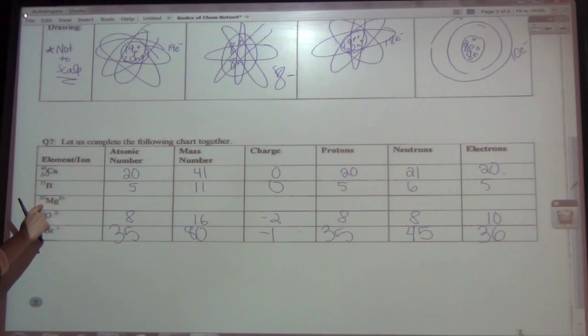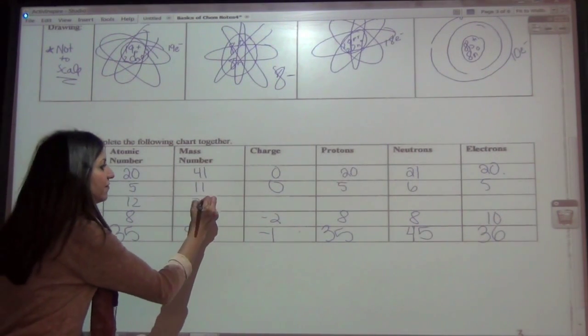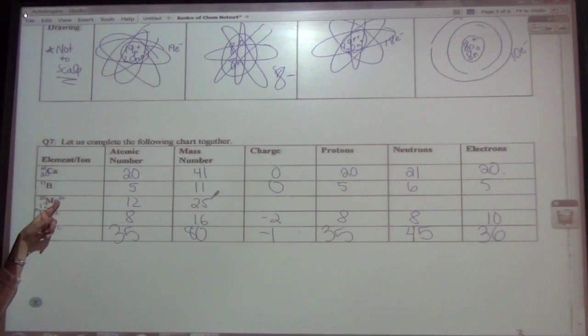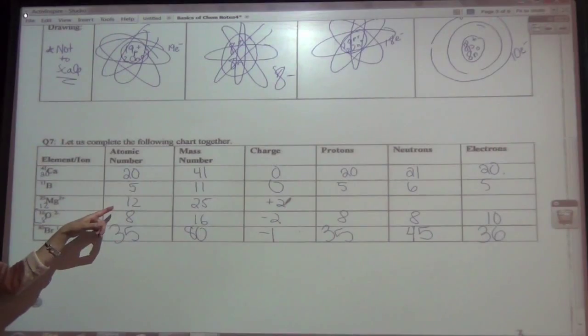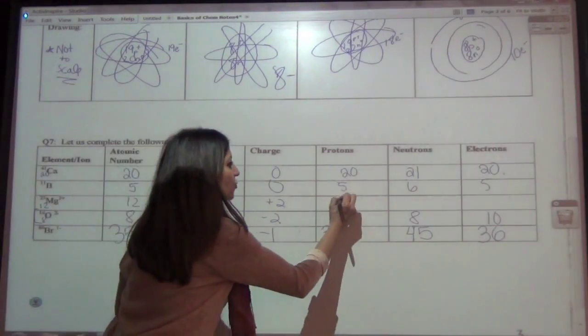In the top left corner, the blue number, what's magnesium's atomic number? 12. Okay, so the atomic number we know is 12. The mass number, well, where in here do they give you the mass number? On top, so it's 25. Very good. The charge, is there a charge? Yes, so this is a +2. Protons are the same as the atomic number, so that's a 12.